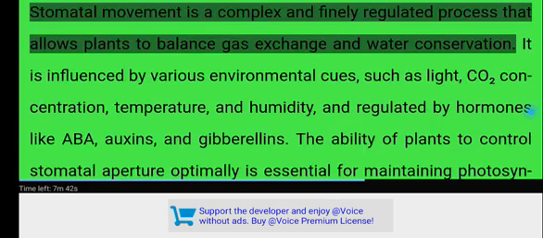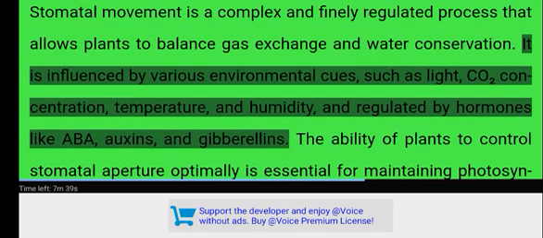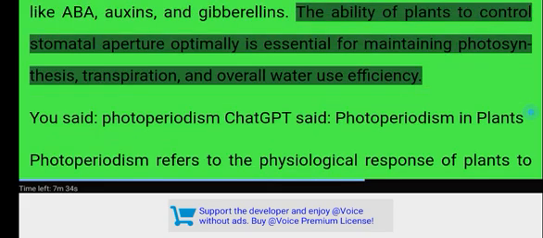Conclusion. Stomatal movement is a complex and finely regulated process that allows plants to balance gas exchange and water conservation. It is influenced by various environmental cues, such as light, CO2 concentration, temperature, and humidity, and regulated by hormones like ABA, auxins, and gibberellins.